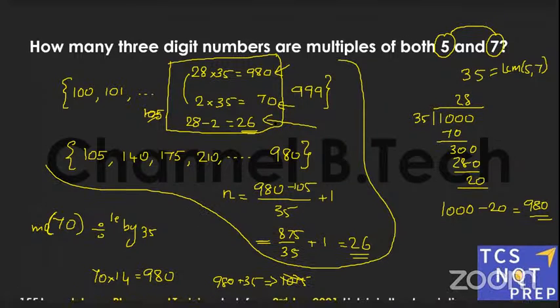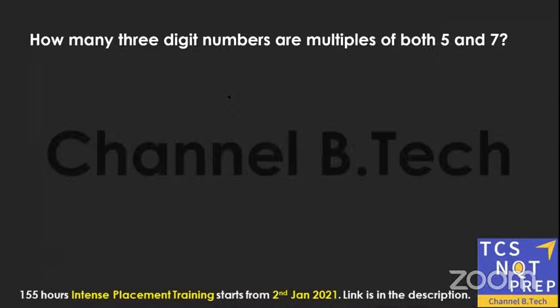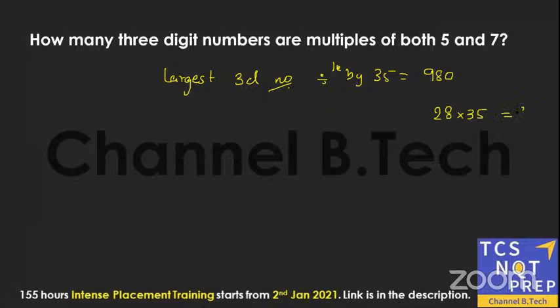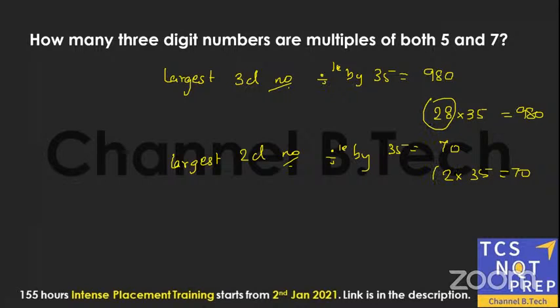All right. Very good, guys. Rohit, very good. Jyoti, very good. I'll explain this one more time, the second method. The largest 3-digit number divisible by 35 is 980. This 980 is 28 into 35. Next thing you have to do is the largest 2-digit number divisible by 35, which is 70. The 70 is 2 into 35. Take this value, 28 minus 2, 26, that is your answer.